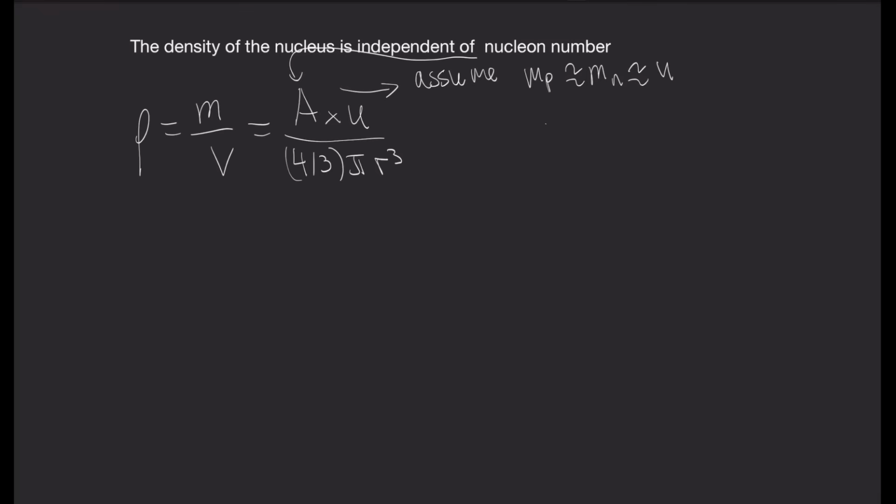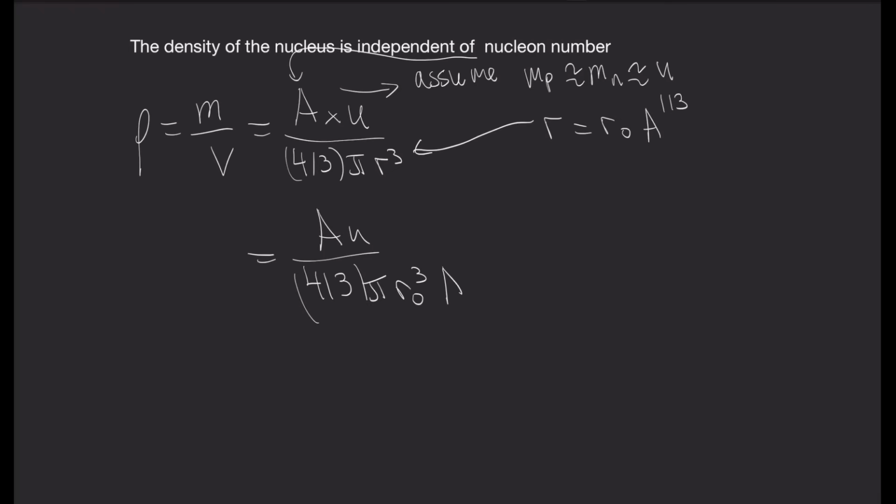Remember though, we have a formula for the radius of a nucleus, and that's about equal to r naught A to the power of a third. Let's plug this into here, and we're going to get that Au over 4/3 pi r cubed is going to give us r naught cubed. A to the third raised to the power of 3 just gives us A. Notice how the A's cancel, and hence density is independent of A and is just equal to this expression over here.